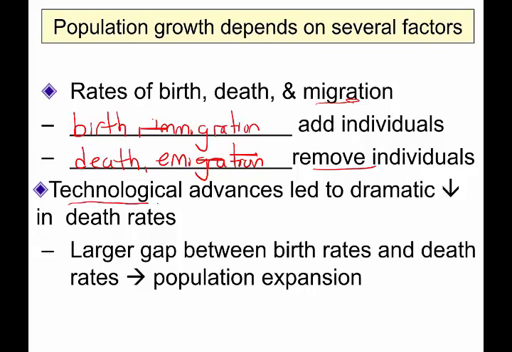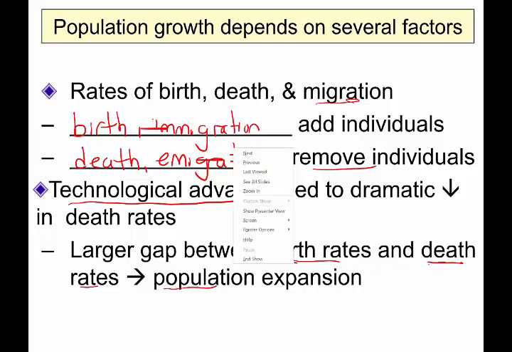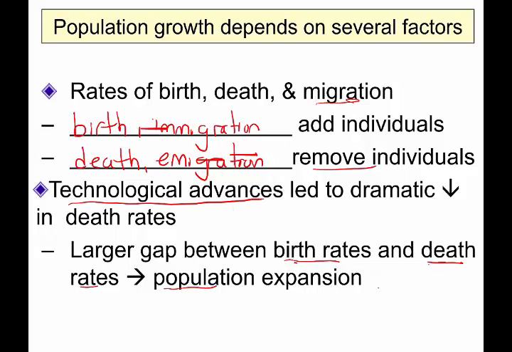So technological advances have led to a big drop in death rate. So people are not dying as quickly anymore from disease and poverty and things like that. And the larger the gap between birth and death rates, the more population growth you get. So if you have a very low amount of death rates, but you have a high amount of birth rates, you would expect to see a big population change.